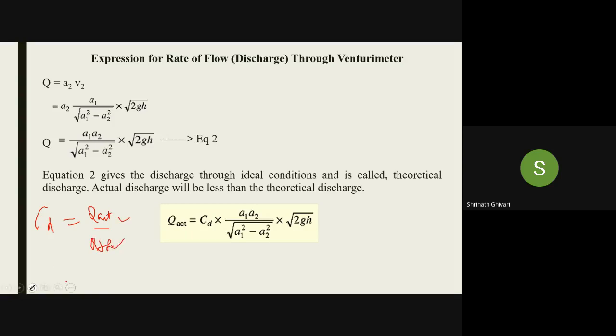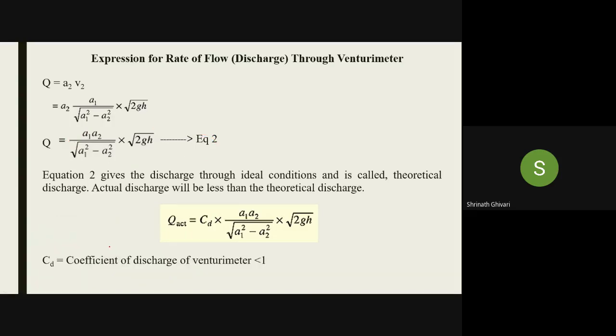It is the ratio of Q actual by Q theoretical. I have Q theoretical, so Q actual equals CD into Q theoretical. Whatever value we get for Q theoretical, we multiply it with CD. If you multiply it with CD, it gives the actual discharge.